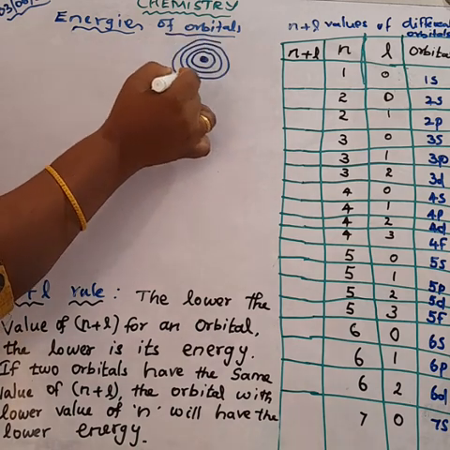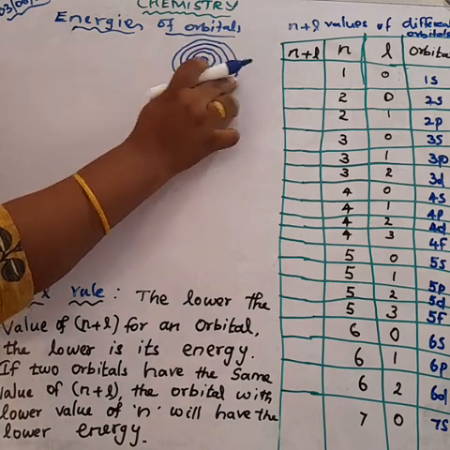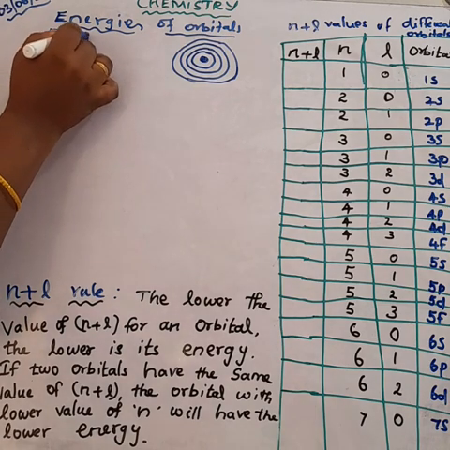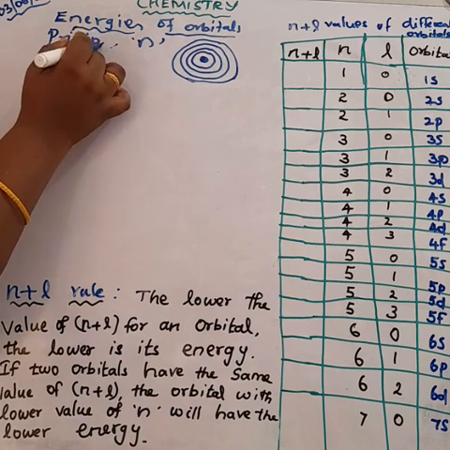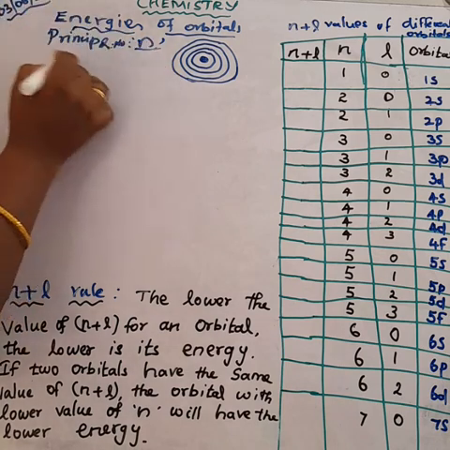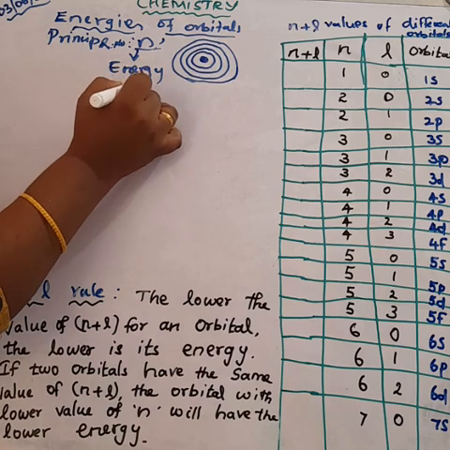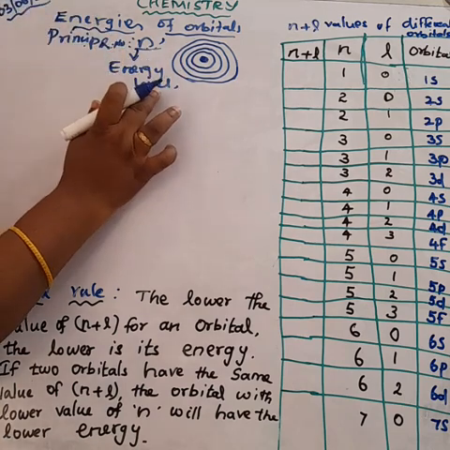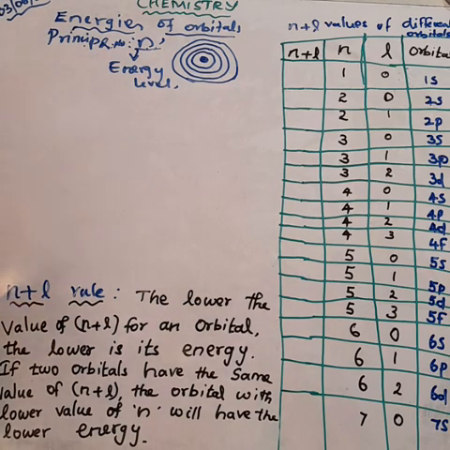Among the 4 quantum numbers, first we studied the principal quantum number, denoted by the symbol small n. This n value represents the various energy levels of an orbit. Already we studied that.